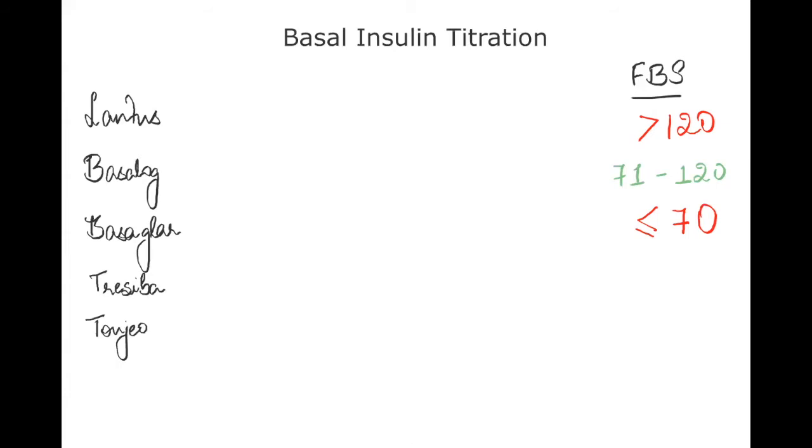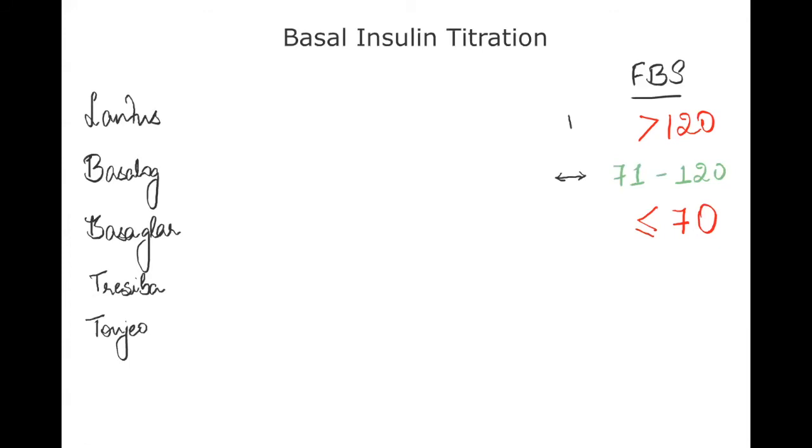So if your fasting is normal, between 71 and 120, don't do anything. Leave the blood sugar as it is, you don't have to change it. You don't have to panic that you have a low sugar. So you leave the insulin as it is. Whatever dose of insulin you take that gets your blood sugar to normal values, that's the correct dose for you.